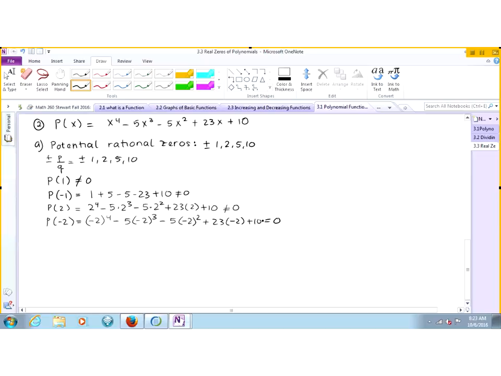Synthetic? Actually, here we have to find one more because this is x to the 4th. But yeah, we could do synthetic now. So B, we're trying to find real zeros. So I'm going to do synthetic. All right, so this is negative 2. So 1, negative 5, negative 5, 23, 10. All right.